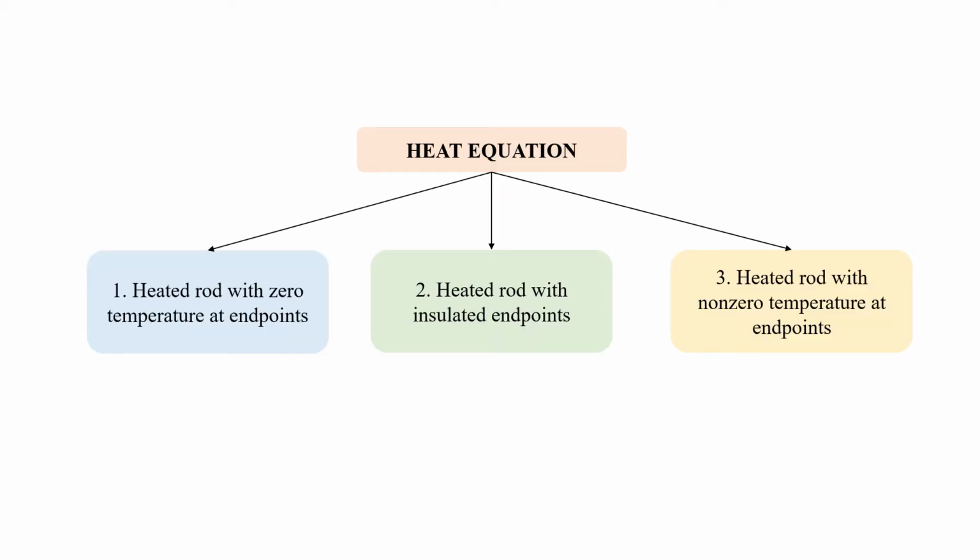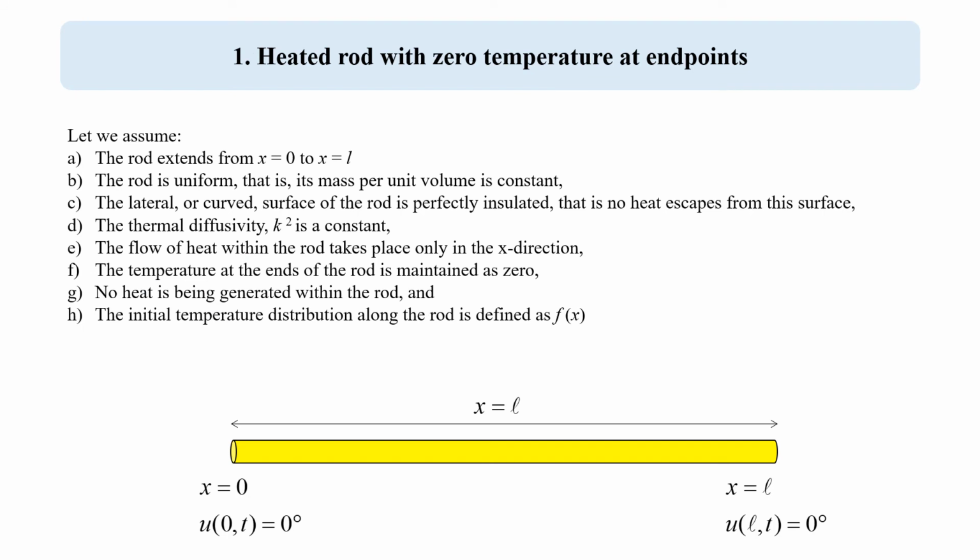In the heat equation, there are three cases that we need to consider. The first one is the heated rod with zero temperature at endpoints. The second one is the heated rod with insulated endpoints. And the third one is the heated rod with non-zero temperature at endpoints. So we will go through them one by one. For the first case, the heated rod with zero temperature at endpoints.